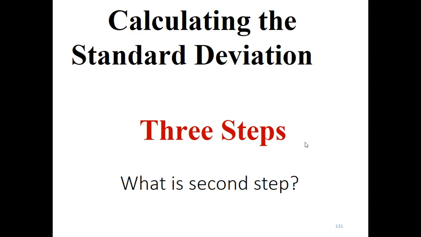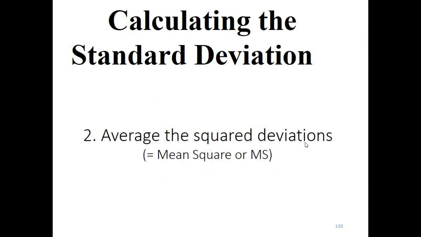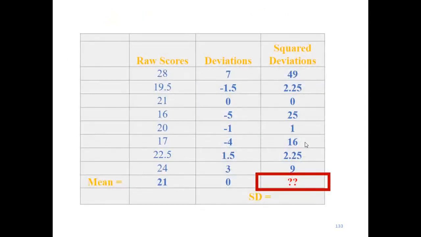Got it? Okay. The next step is to average those squares. So we average the square deviations. When we do that, that average has a name. It's called the mean square, or the MS. So we just take all the numbers in that column over there, and we say, what's their average? What's the average of 49, 2.25, and so on? Go ahead and calculate that. Pause on me, and pause this video, and then come back after you've done that.